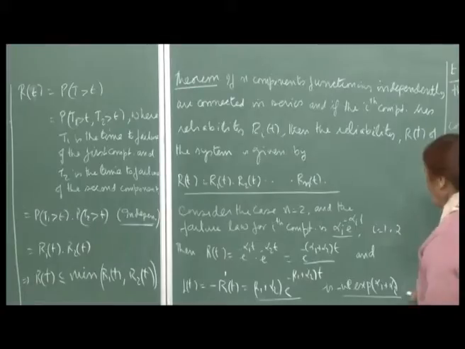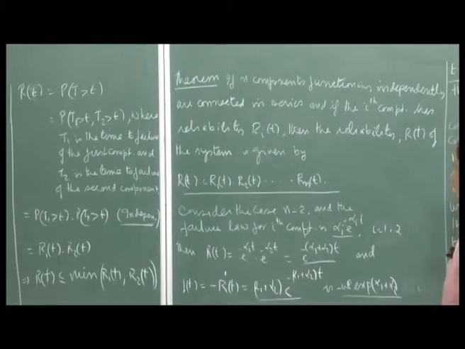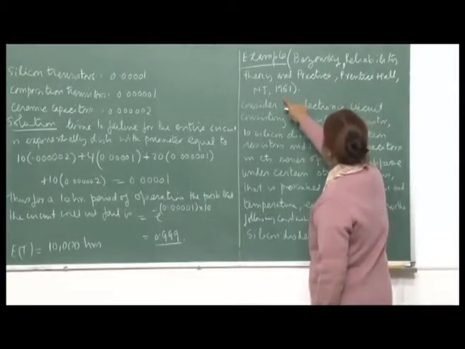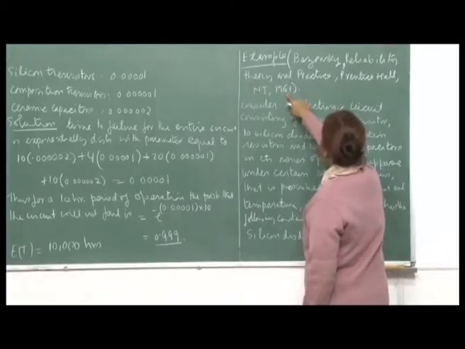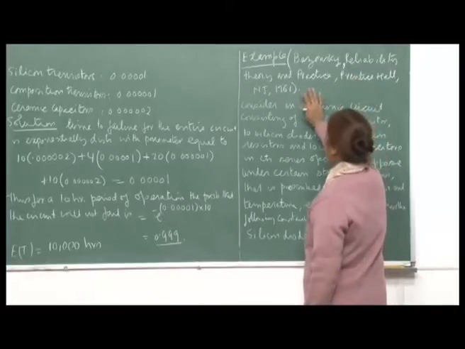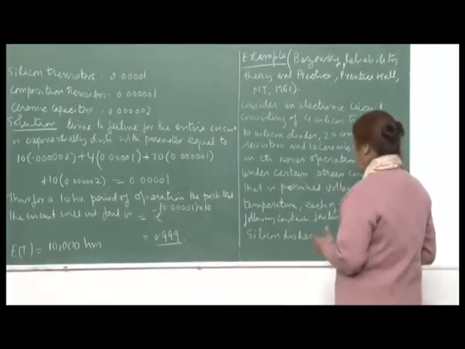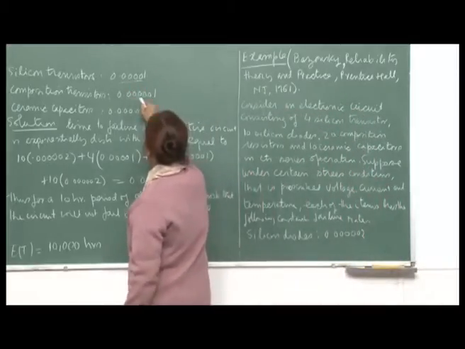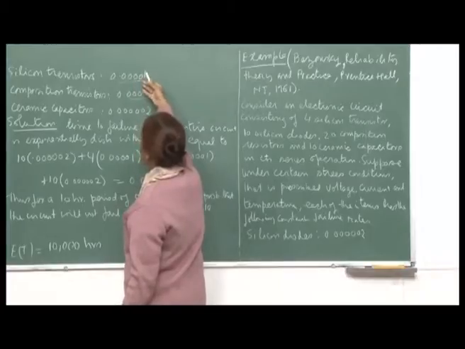Yeah. So, now we can look at some more examples, and then we will look at another kind of system, which is when you have components arranged in parallel. I have taken this example from a book published in 1961, Bazovsky, Reliability Theory and Practice, Prentice Hall. Maybe the book is not available now, but I chose the example because these figures, the failure rate for a silicon transistor, composition resistor, and so on, are not easily available.